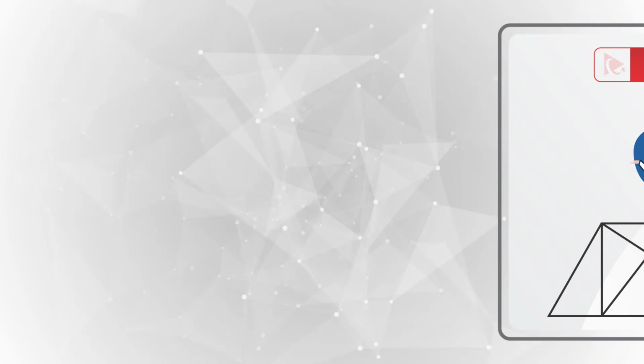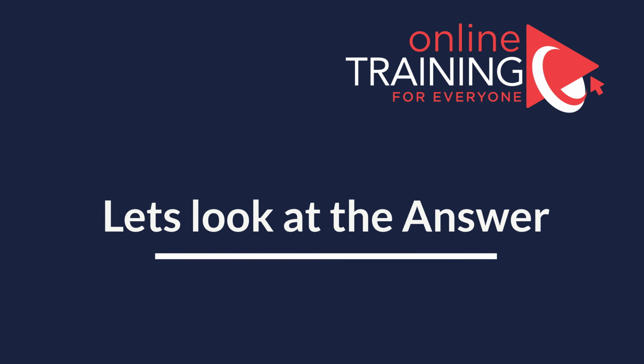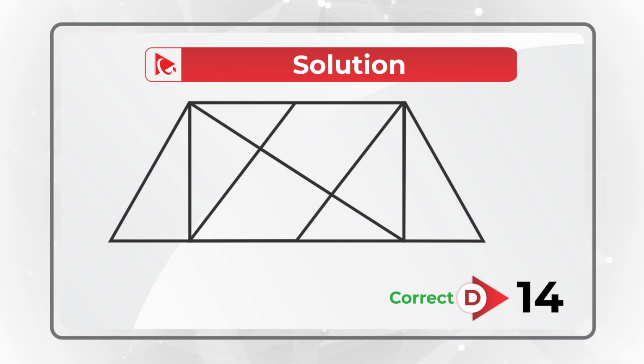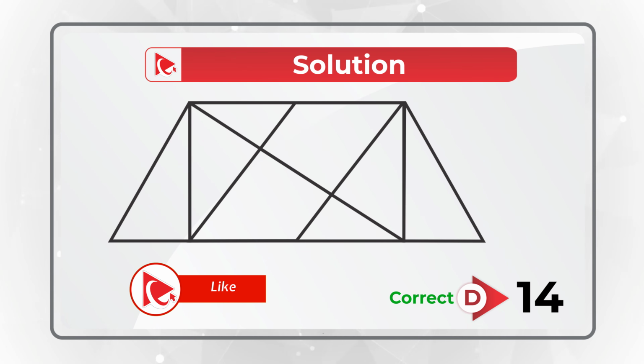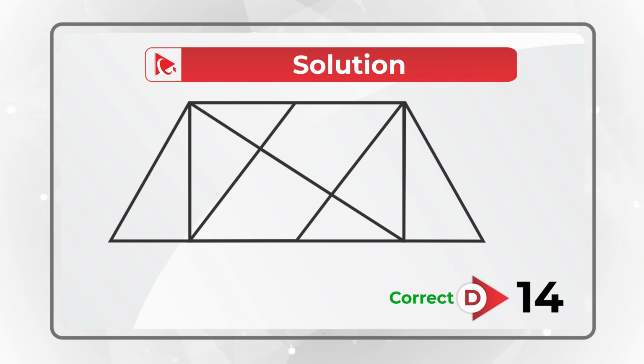Give yourself a little bit of time to see if you can come up with the solution. As I told you, I was really amazed, but the correct choice here is choice D, 14 triangles. Let me show them all to you. Here they all are. 1, 2, 3, 4, 5, 6, 7, 8, 9, 10, 11, 12, 13, and 14.